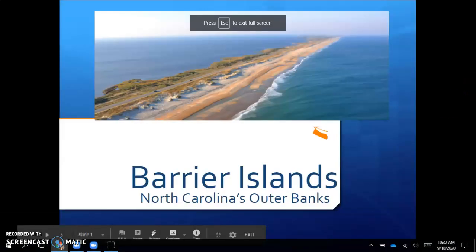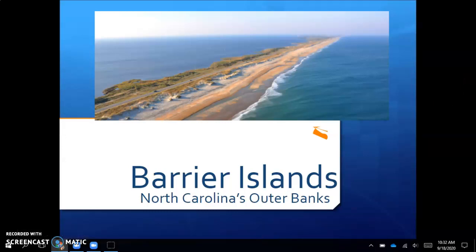We are continuing with unit number 3 today and we are on lesson 3. So we are going to shift gears a little bit. We've already talked about rocks and the rock cycle. So today we're going to talk about something a little bit more fun, which are barrier islands.